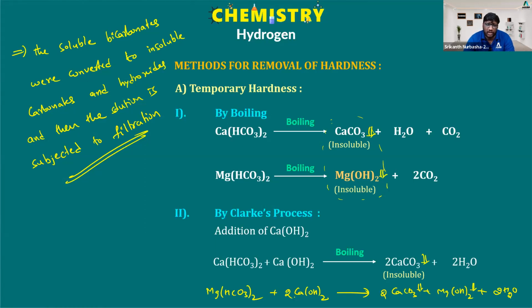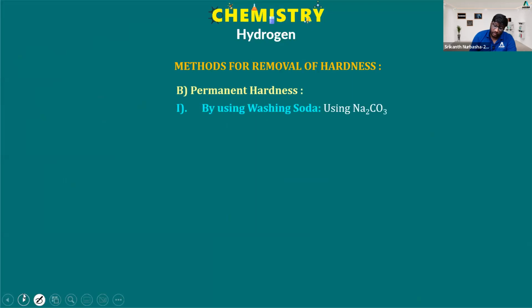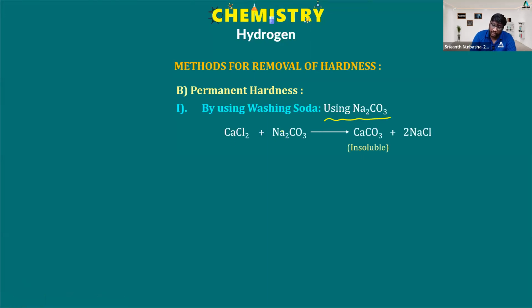The permanent hardness is actually caused by what? Permanent hardness is actually caused by calcium and magnesium sulfates and chlorides. Yes or no? So for methods of removal of permanent hardness, we have many techniques. One is using washing soda, that is Na2CO3. You can write the reaction CaCl2 plus Na2CO3. MgCl2 also you can use. Na2CO3 is nothing but washing soda, and you will get MgCO3.